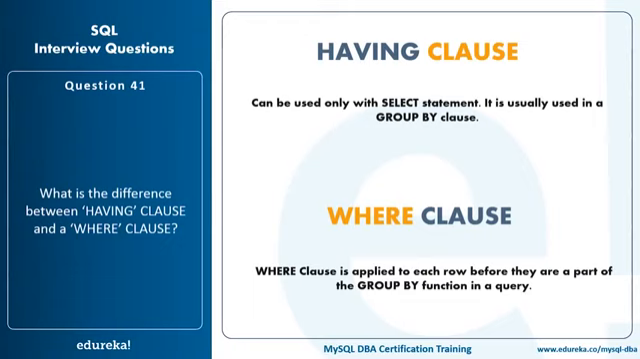Coming to the where clause, the where clause is applied to each row before they are a part of the group by function in a query. So the having clause is basically used with the select statement and it is usually used with the group by clause. When the having clause is not used with the group by clause, the having clause behaves like a where clause. So guys, that was about the difference between the having clause and the where clause.